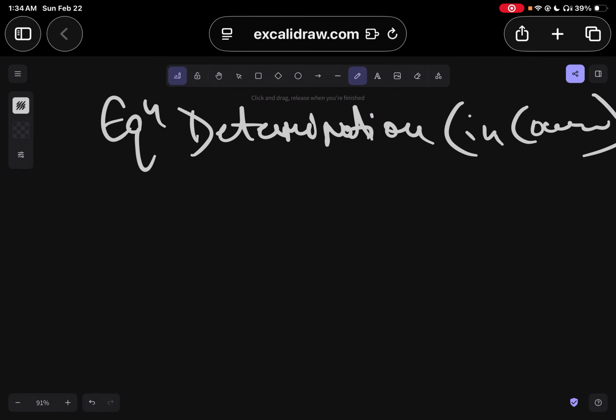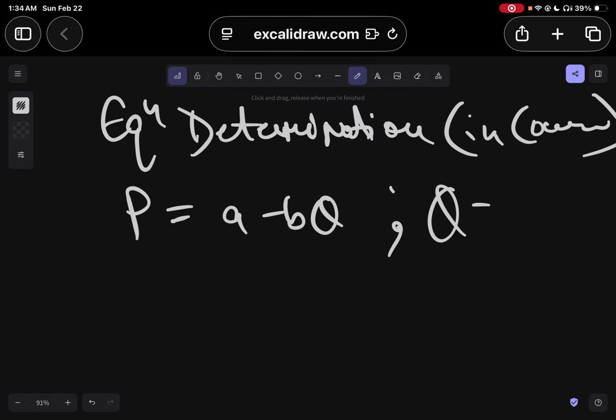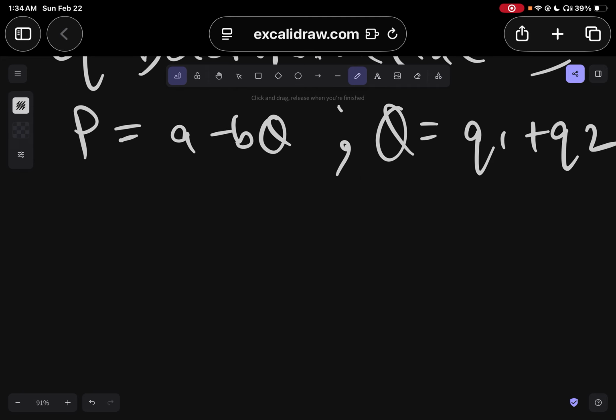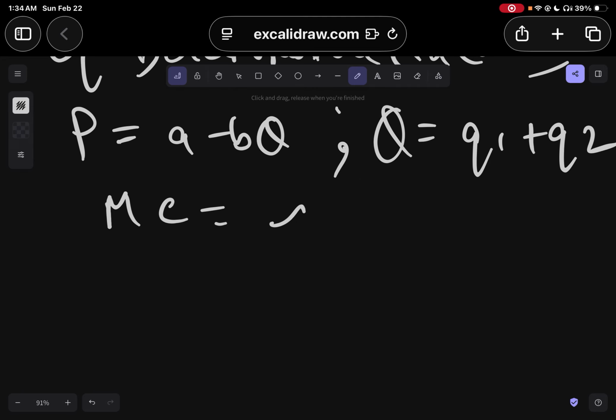So in Cournot, we remember there are two forms. Our demand curve would be P = A - BQ, where quantity here is Q = Q1 + Q2. MC, as assumed, will be C, the fixed cost will be 0, and this is the MC of firm 1 and 2.